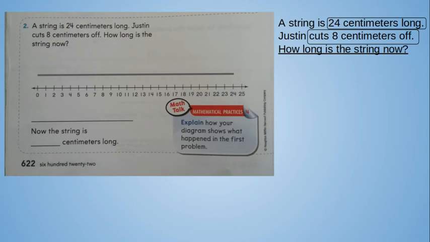Then Justin cut off 8 centimeters. So I know that I need to draw an 8 centimeter line to represent the piece that he cut off. That's the same as starting at 24 on your number line and jumping back 8 spaces. Where do I land? Well, let's do that together. Start at 24. 1, 2, 3, 4, 5, 6, 7, 8. I landed on 16 centimeters.